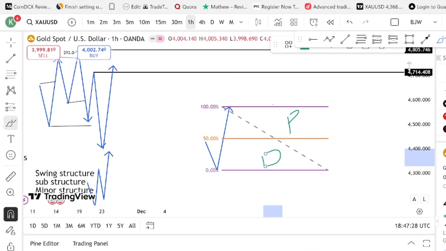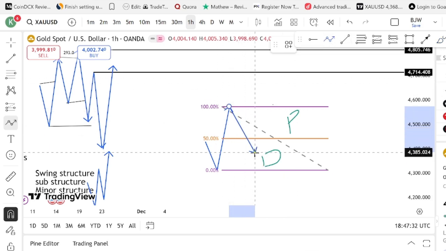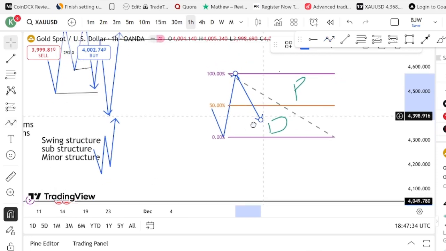So what are you expecting? You're expecting that price should come to this particular zone right here, and then what do you do? You buy from there.